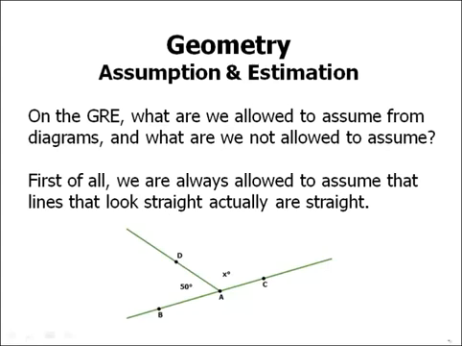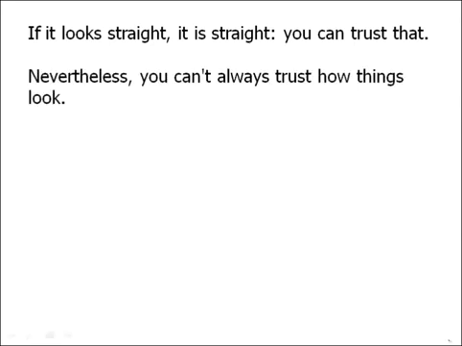If something looks like a straight line on the GRE, that is money in the bank. It absolutely is a straight line. So that's one thing you can trust. If it looks straight, it is straight. That's the good news.